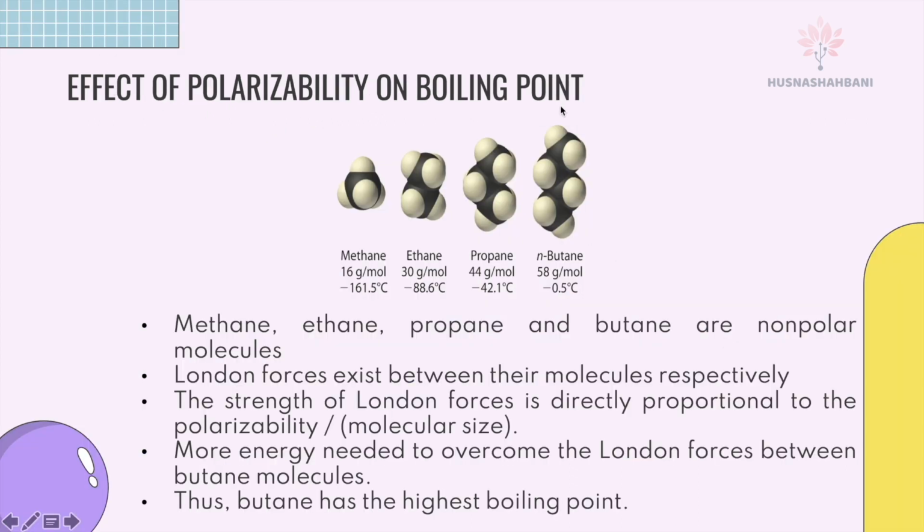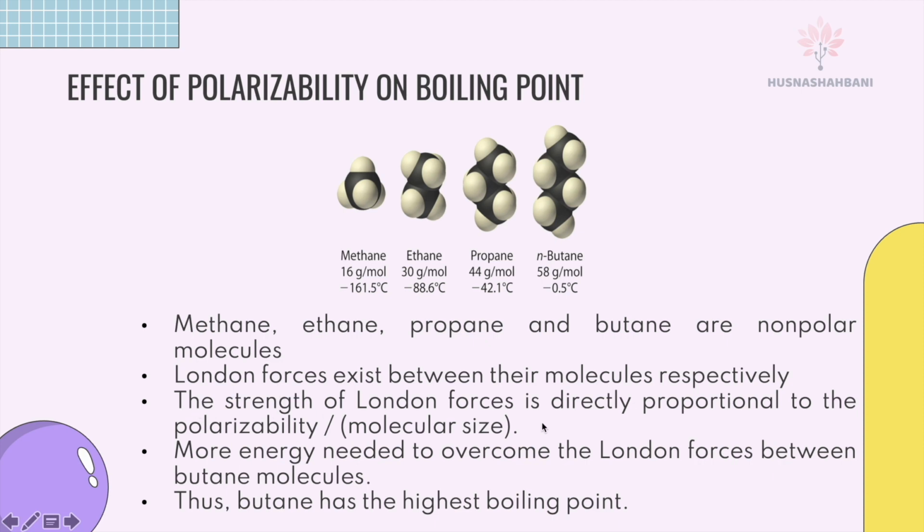Effect of polarizability on boiling point. We have here the example methane, ethane, propane and butane. Methane, ethane, propane and butane are all non-polar molecules, all with central atom C and surrounding atom H, no lone pair at C. So all of them are non-polar molecules. London forces exist between their molecules because they are non-polar. We know that in non-polar molecules there are London forces.